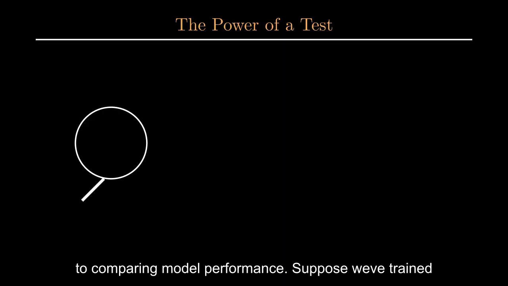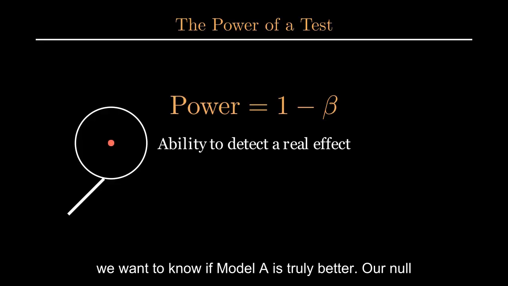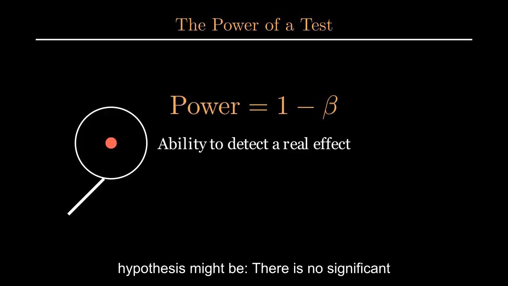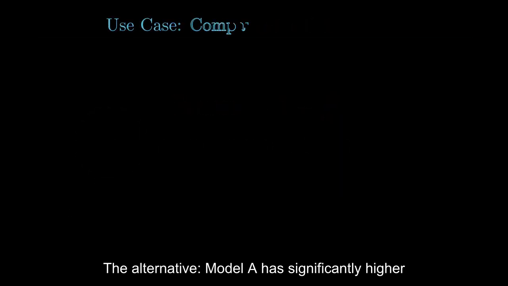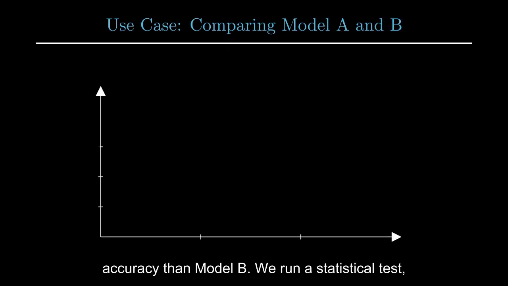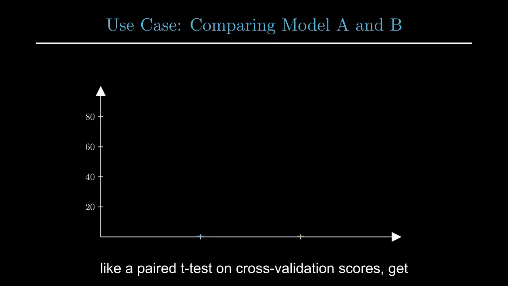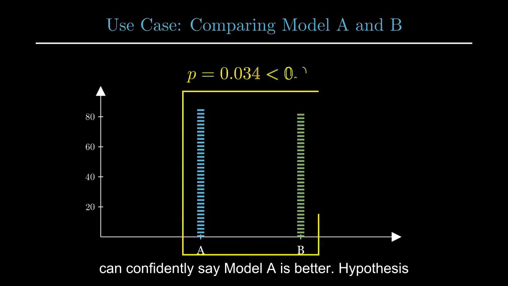Let's apply this to comparing model performance. Suppose we've trained two classification models, Model A and Model B, and we want to know if Model A is truly better. Our null hypothesis might be, there is no significant difference in accuracy between Model A and Model B. The alternative, Model A has significantly higher accuracy than Model B. We run a statistical test, like a paired t-test on cross-validation scores, get a p-value, and compare it to our alpha. If p is less than alpha, we can confidently say Model A is better.